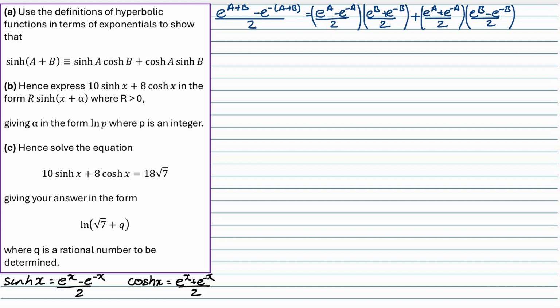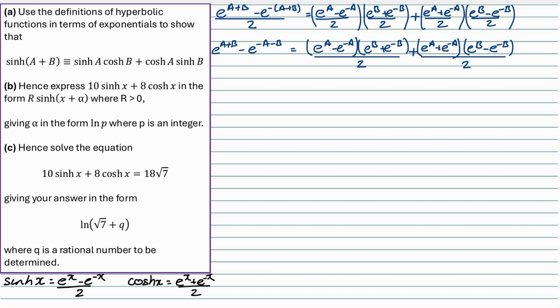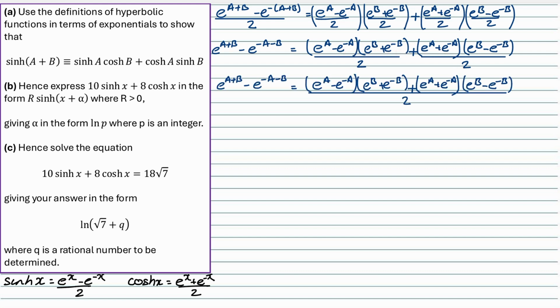So what we're left with is this right-hand side. And because we've got the common denominator of 2, I can write this all as one fraction. So at this point, we can expand out each of these brackets. So we'll get e to the a plus b plus e to the power of a minus b, minus e to the power of negative a plus b, minus e to the power of negative a minus b.